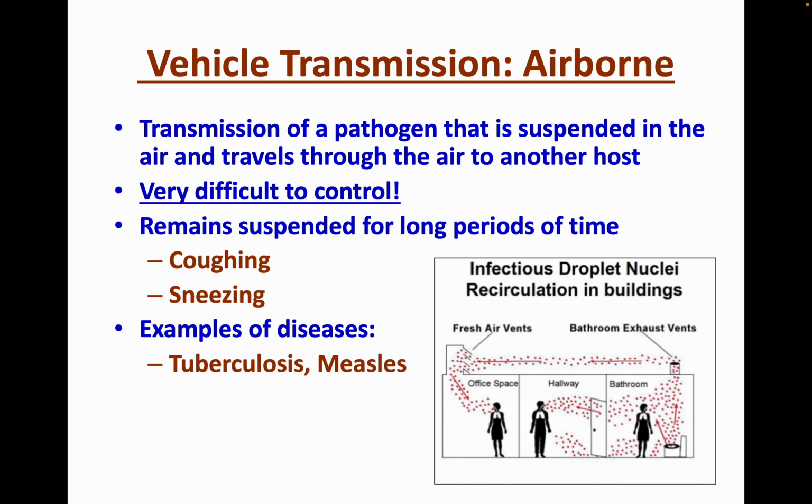All right, let's talk now about vehicle transmission. Airborne transmission is when pathogens are suspended in the air and they travel through the air to another host. It's very difficult to control airborne transmission. These droplets can remain suspended for long periods of time, and they leave a host by coughing or sneezing. And some examples of this are tuberculosis and measles, which we know are highly contagious.